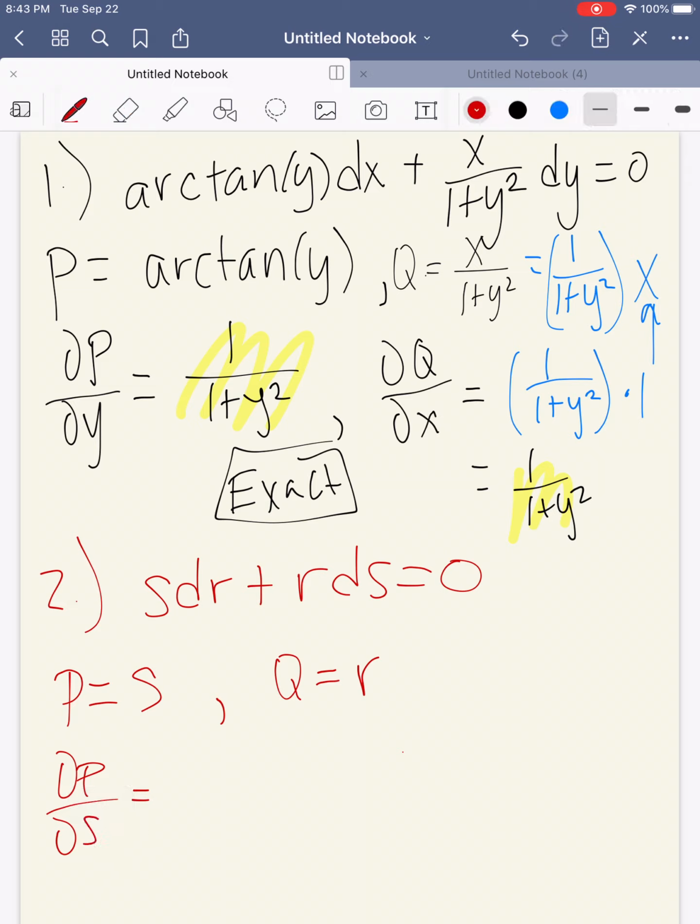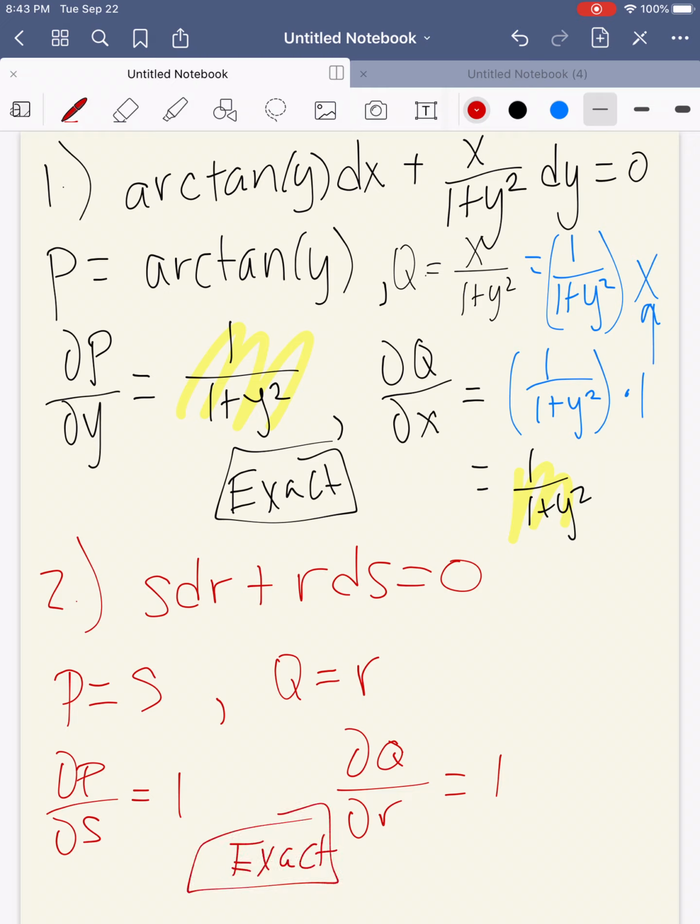So again, since P is attached to dr, we are going to take the partial with respect to the opposite variable here. So ds would be our variable of interest. So since P is just s, when I take this derivative, we are simply just left with 1. And then partial Q, partial r, here Q is just r, so the derivative here would also be 1. So then our conclusion here is that our two equations are equal, and therefore our overall equation is exact.